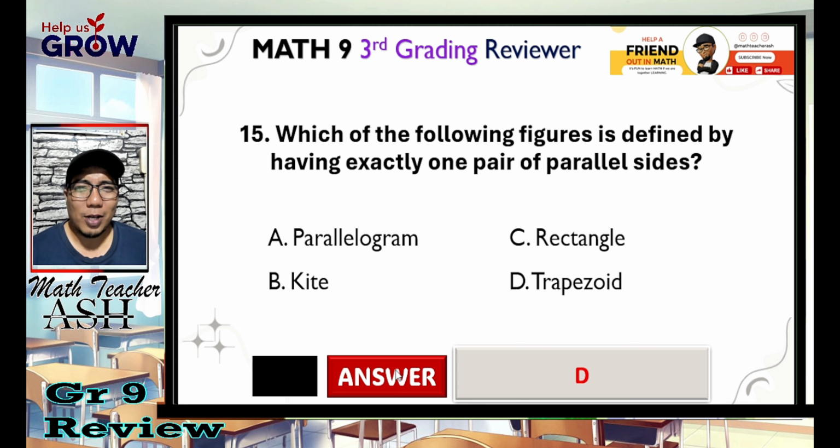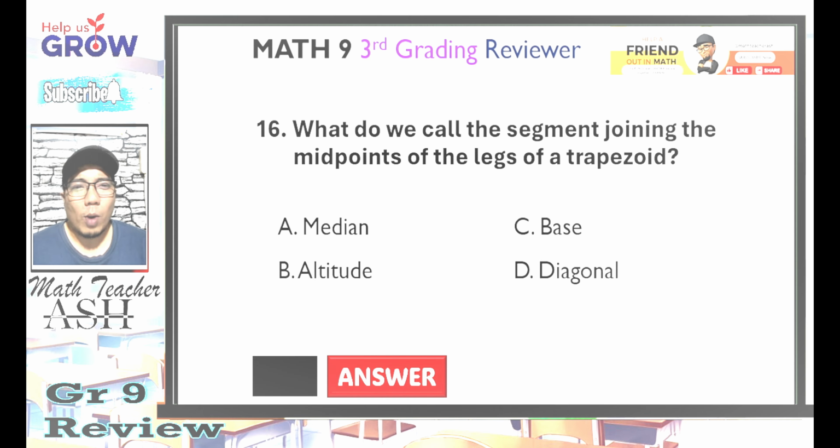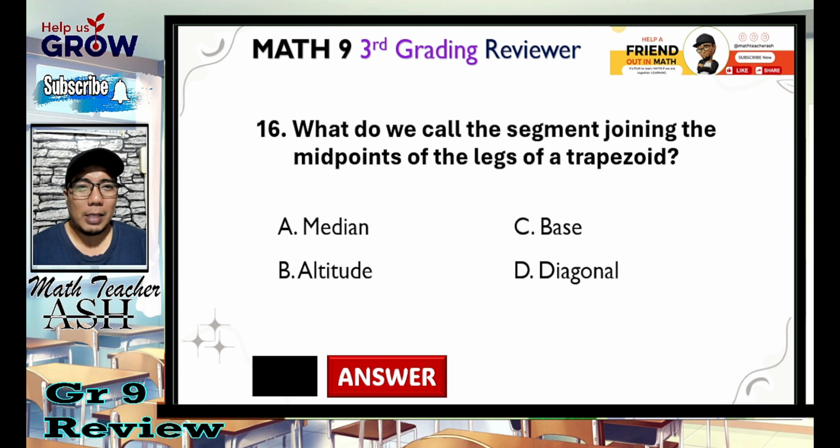Alright. I hope you got that one. So now let us go to question number 16. What do we call the segment joining the midpoints of the legs of a trapezoid? Is it A, median, B, altitude, C, base, or D, diagonal? I'll give you 5 seconds to think about your answer.